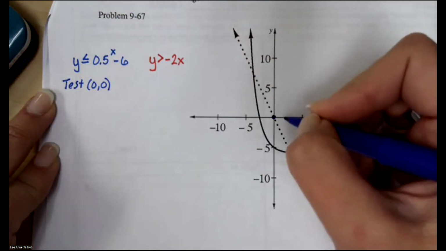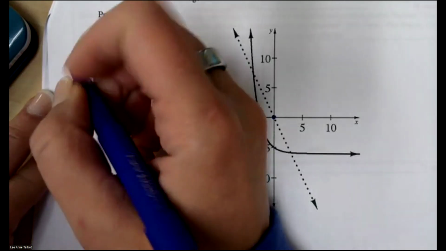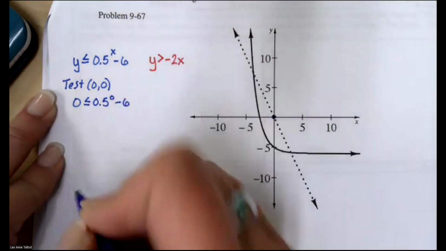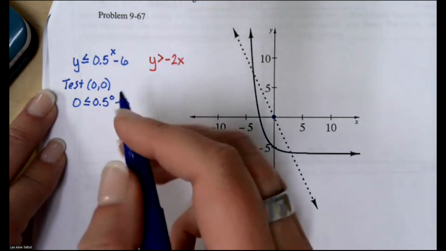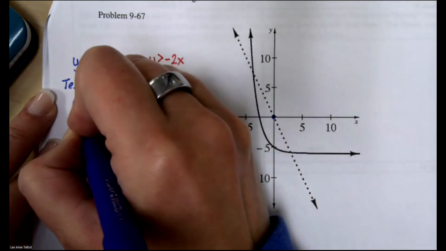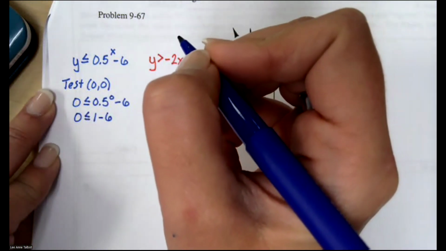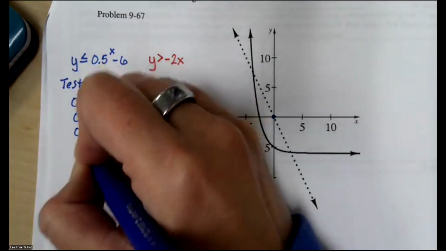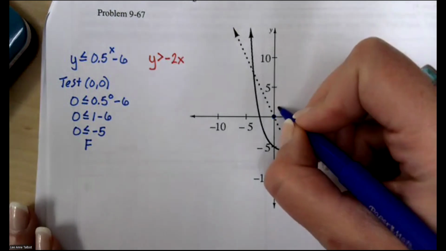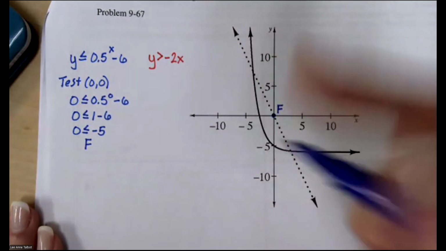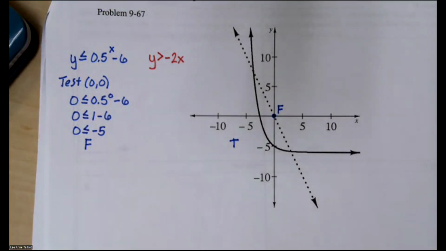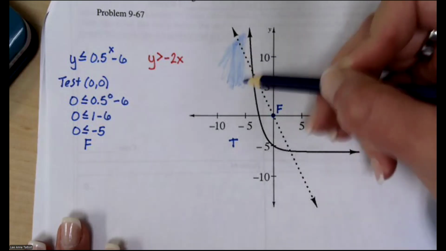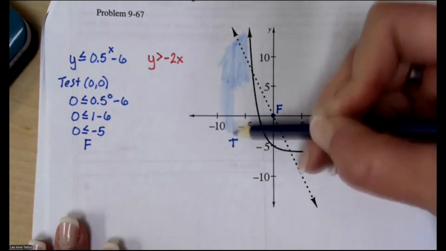which is here. I'm going to do it in blue. So 0 is less than or equal to 0.5 to the 0 minus 6. And remember, anything to the 0 power is 1. 0 is less than or equal to 1 minus 6. 0 is less than or equal to -5. Oh, thank goodness, we finally got a false. Okay, so that means that this side of the curve is false. This side of the curve is true. Just looking at the curve, ignoring the line. Curve only, not the line. Just the curve. There's no line there.